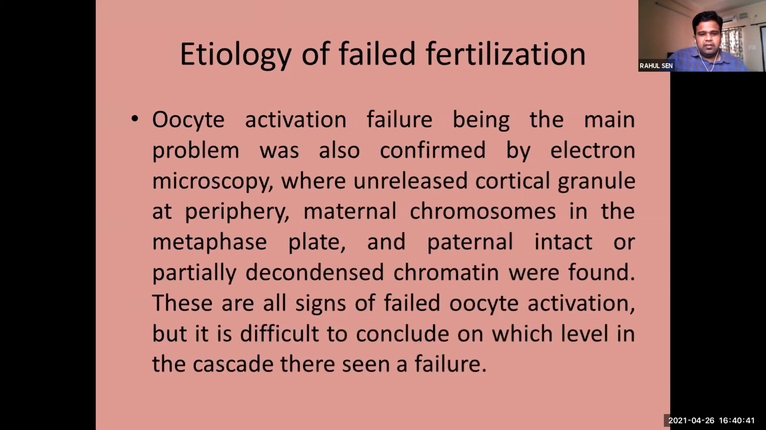Even from the oocyte factor, oocyte activation failure might be the cause, and it is already seen from high grade microscopy, like electron microscopy, where unreleased cortical granules were seen at the periphery. Maternal chromosomes were arrested on the metaphase plate, or the paternal chromosomes were intact or partially decondensed. These were all signs of failed oocyte activation, and it is difficult to conclude at which level of the cascade the failure is seen.